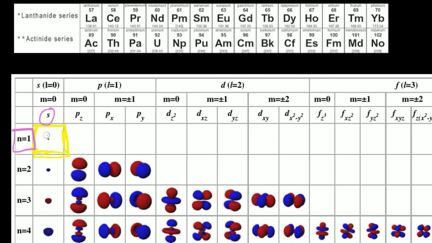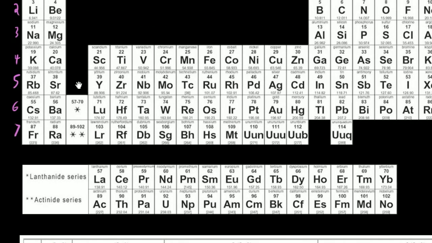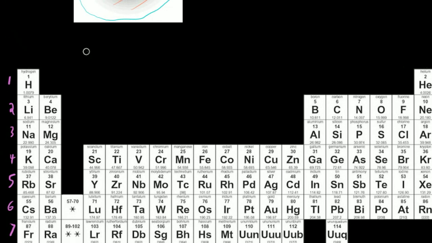what we would write for the electron configuration is our period. So if we were taking a look at hydrogen, and we wanted to write out hydrogen's electron configuration, we would start out by writing the period. So we're going to write 1. That's the period that hydrogen is in.